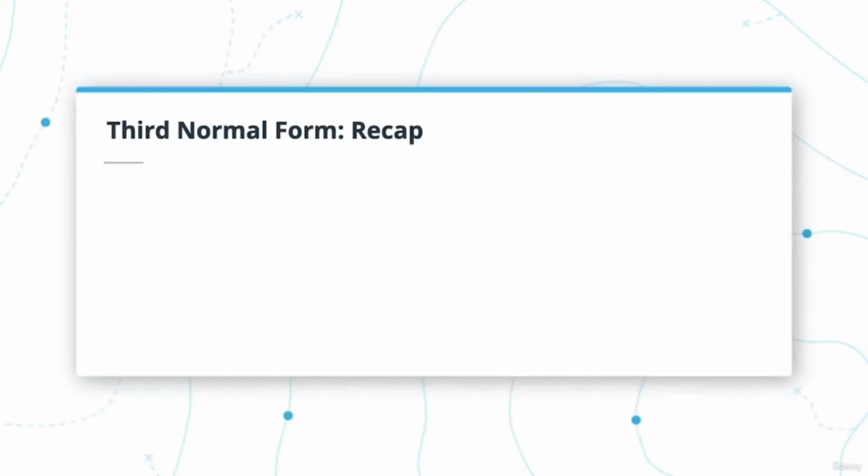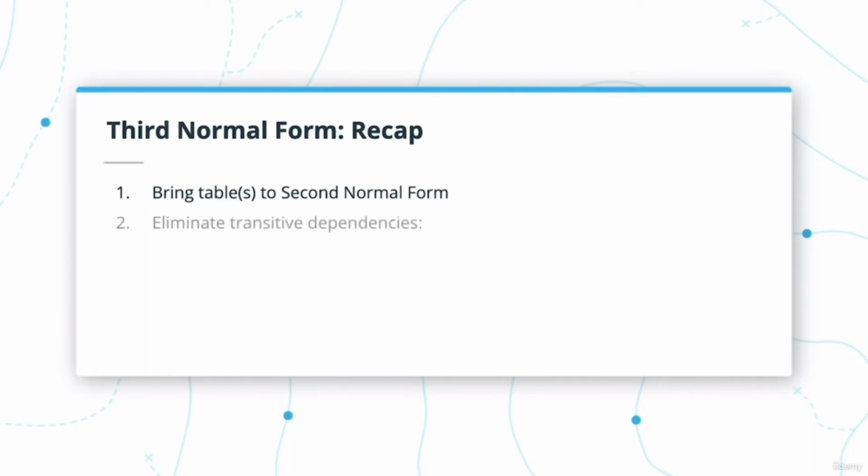So as a quick recap, bringing data into third normal form is done by first bringing the data into second normal form, which means bringing it to first normal form and eliminating all partial dependencies, and finally eliminating all transitive dependencies, which, to remind ourselves, is when a column depends on the primary key but through another column.